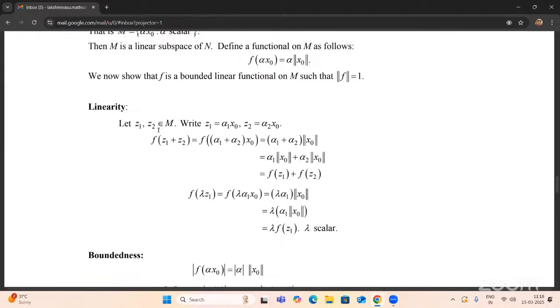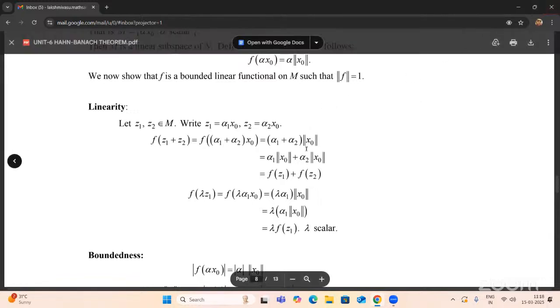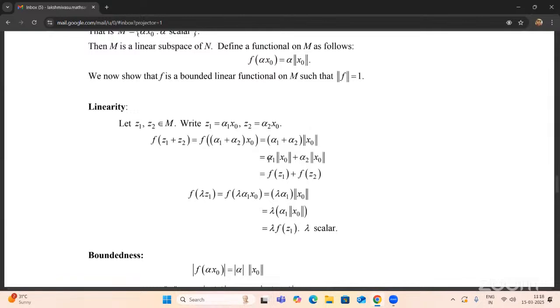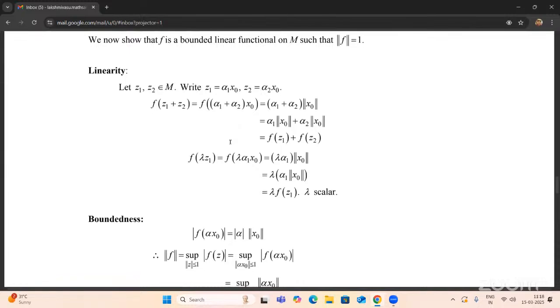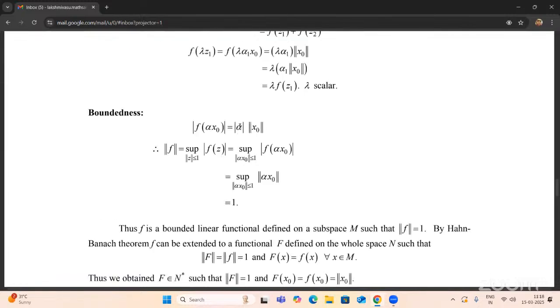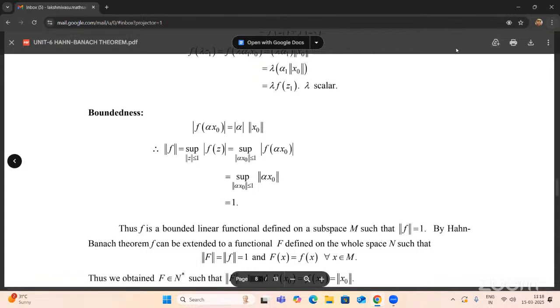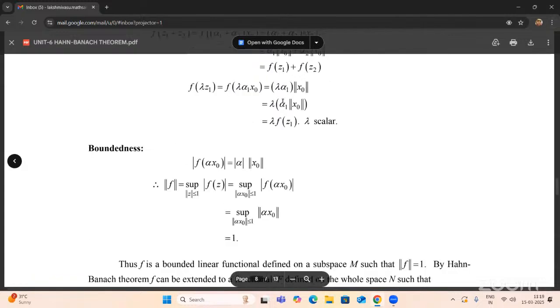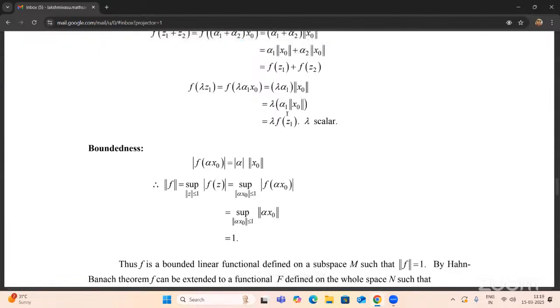Already we know that f of Z1 plus Z2 equals f of alpha 1 x naught plus alpha 2 x naught, that is, alpha 1 plus alpha 2 times x naught. So it is alpha 1 of norm x naught plus alpha 2 of norm x naught. Now this is f of Z1 and this is f of Z2. So f of lambda Z1, that is f of lambda times alpha 1 x naught, is lambda alpha 1 into norm x naught. So finally, lambda into this value is f of Z1.